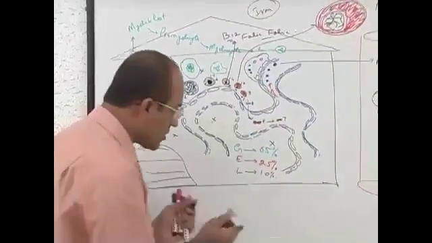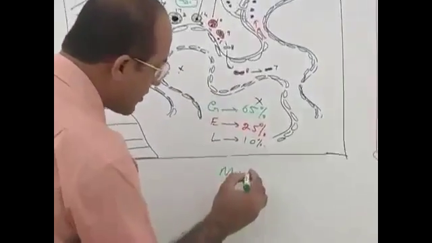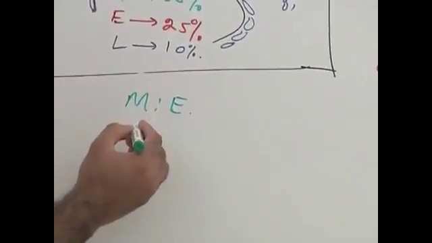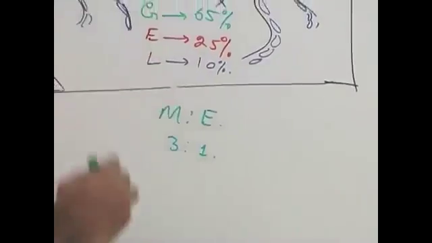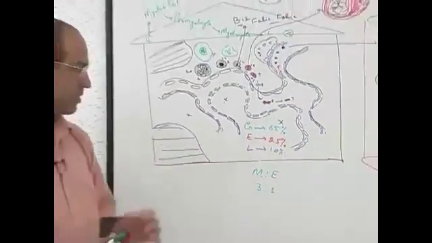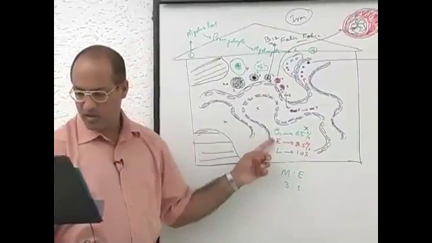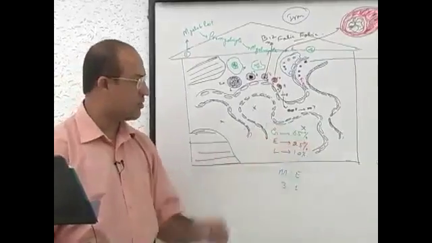And some people talk about the myeloid to erythroid ratio, and that is usually about 3:1, right? Because granulopoiesis is more than erythropoiesis.